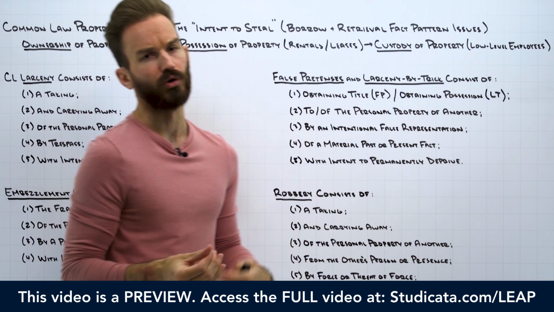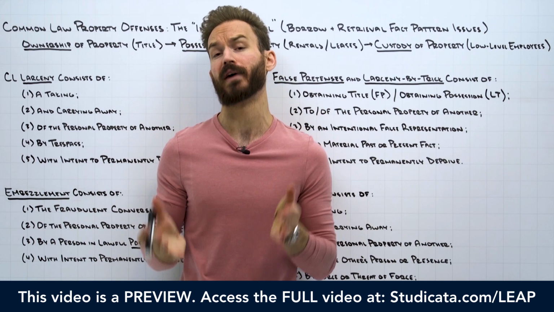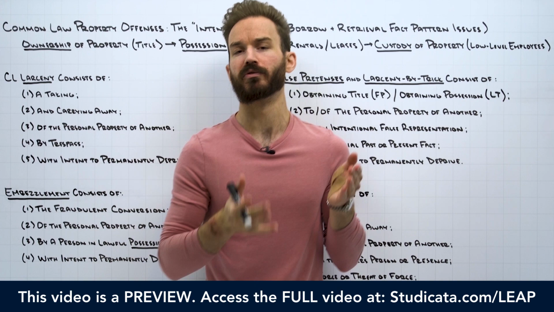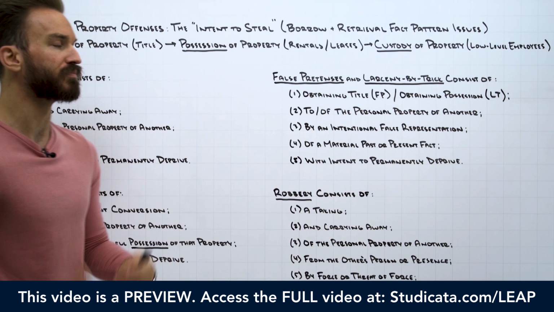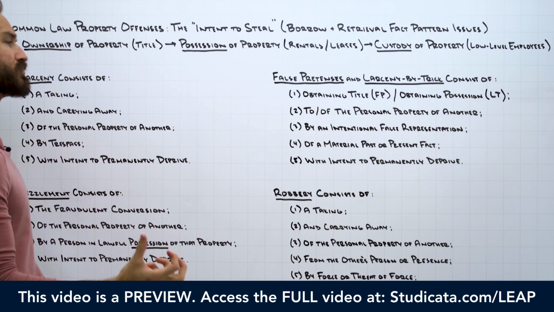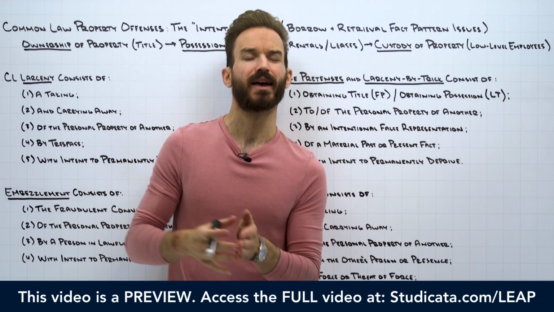Number one, it's critical that we understand how to distinguish between each of these property offenses. Oftentimes we're going to see criminal law fact patterns where it's fairly obvious that our defendant has committed some type of property offense. Clearly the defendant has taken property that doesn't belong to him with an intent to steal it. We're going to be fairly confident that the defendant is liable for some sort of property offense. The hard part is going to be determining which property offense the defendant is actually liable for. Is it larceny? Is it embezzlement? Is it false pretenses? Larceny by trick? Is it robbery?